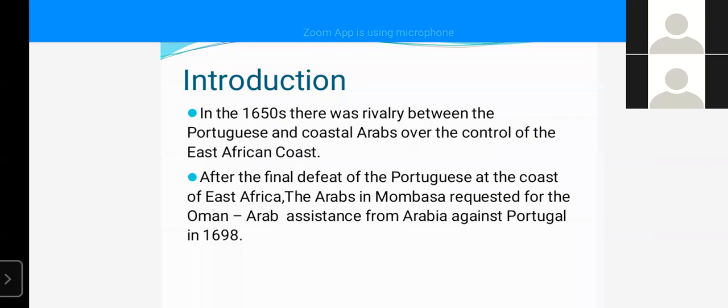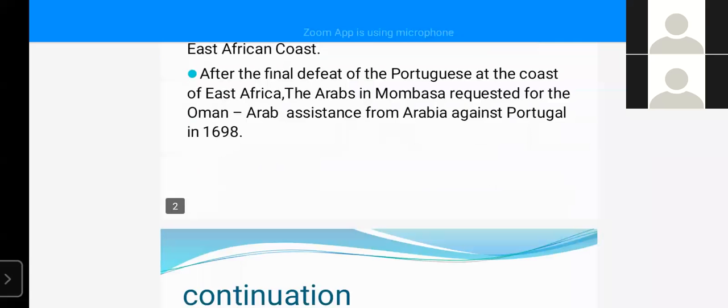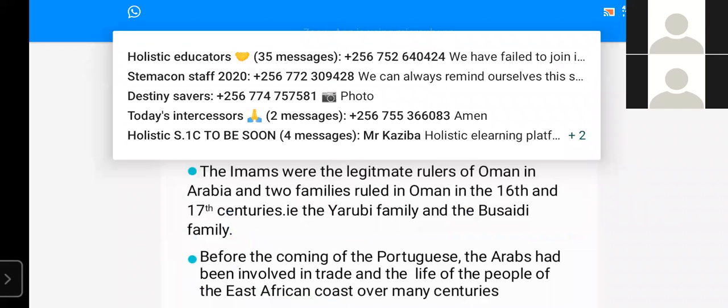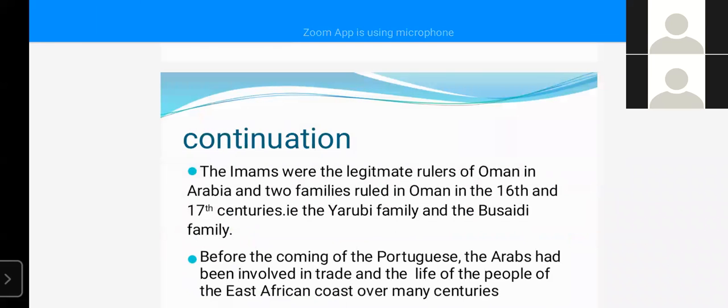So in 1965, we talk about a competition or a rivalry that existed between the Portuguese and the coastal Arabs. And what was the competition about? It was all about who should have control of the East African coast. After the final defeat of the Portuguese at the coast, the Arabs in Mombasa requested the leadership in Oman for assistance against the Portuguese, that is around 1698. These are two communities we are going to handle, and it is these two communities that are going to help us understand what you will later come to know about as the struggle along the East African coast.